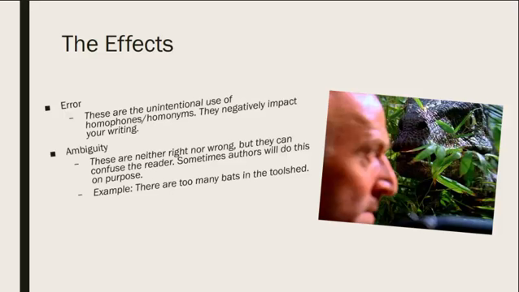So, for example, there are too many bats in the tool shed. Well, this is kind of the example from before. We don't have enough understanding to know if it's talking about what's used in baseball, or if it's literal, like, animal bats hanging from the rafters of the shed. So this can kind of keep us guessing as we read. Usually you don't see authors do this too much, but it is one way that we can use homophones and homonyms to kind of help us tell a story.